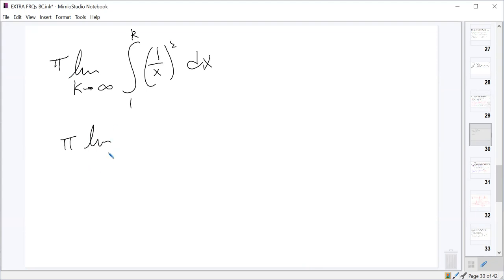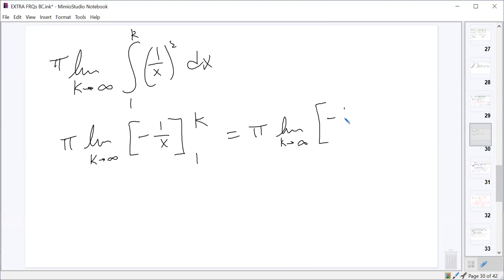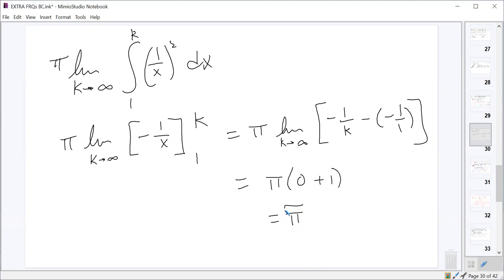we've got a limit as k approaches infinity of this already, our integral of 1 over x squared ought to just be negative 1 over x. We'll go from 1 to k. We end up with pi times, I forgot to write my limit, negative 1 over k minus negative 1 over 1. And we end up with pi times 0 plus 1 or pi.